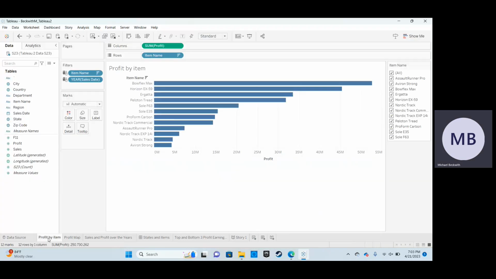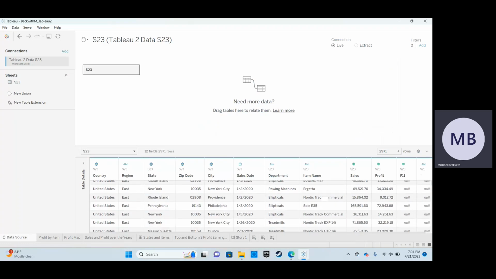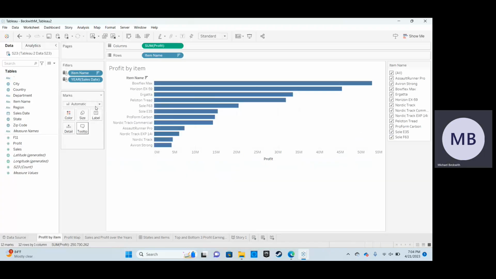And to start us off, we can look at the first worksheet that I created. I just kept it very simple. I wanted to show how much profit each individual item brought. So we go back here, we can check the item names. Each individual item, I made a sum of each item and how much profit they each had. So we can see the Bowflex Max made the most profit in all of the data set.